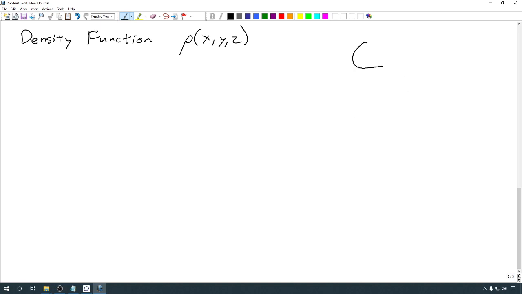So if we have something here with some density function over this thing, we can actually compute the mass of that solid by use of triple integrals. So here the mass is just the triple integral of the density function over that entire region.